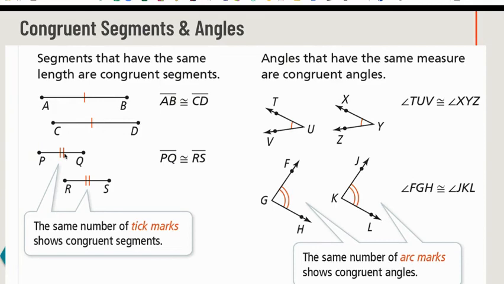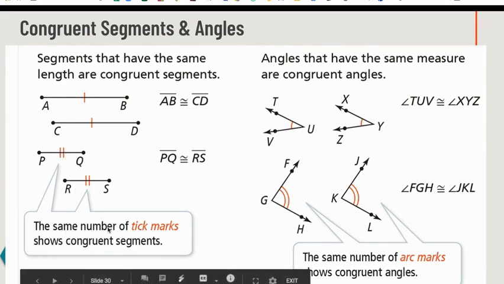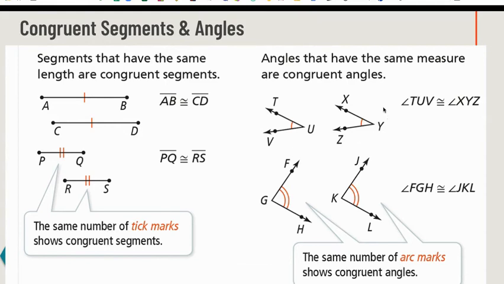Is CD congruent to PQ? They both have tick marks, but they're not congruent, because this has 2 and this has 1. They have to have the same number of tick marks to show that they're congruent. And we have an analogous situation for angles. Angles with 1 tick mark are equal to each other. So angle TUV is congruent to angle XYZ. And the same for those two.